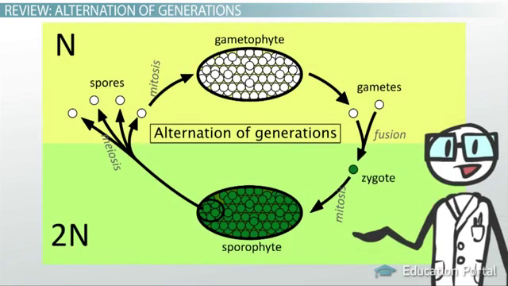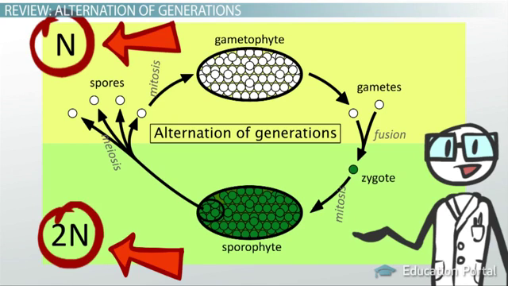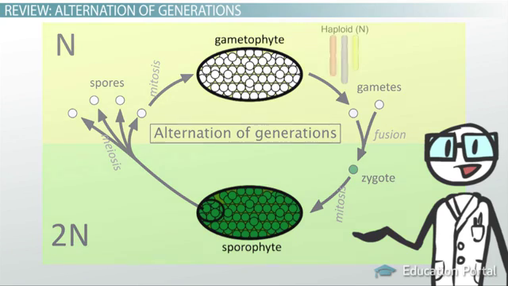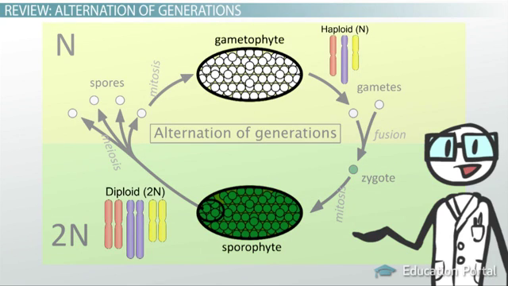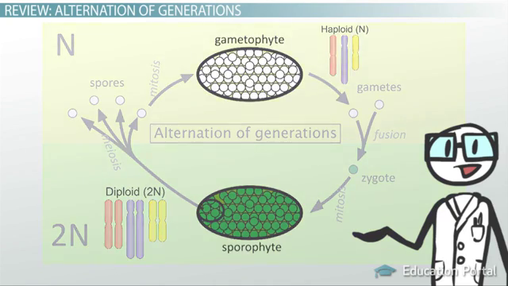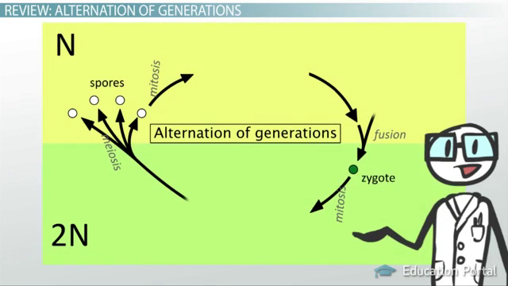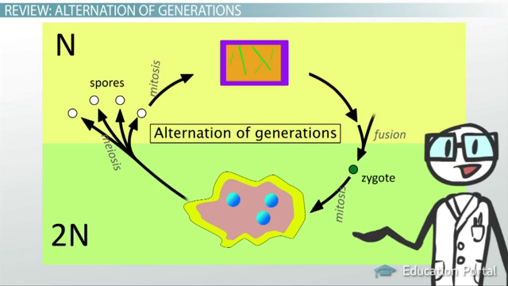We can see in this diagram that the life cycle is broken into N on the top and 2N on the bottom. Remember that the gametophyte contains haploid cells and that the sporophyte contains diploid cells. Previously, we used the garblings to illustrate the oddity of this. Remember that the diploid or 2N organism looks like this. However, when it moves into the haploid stage, the garblings looks completely different.